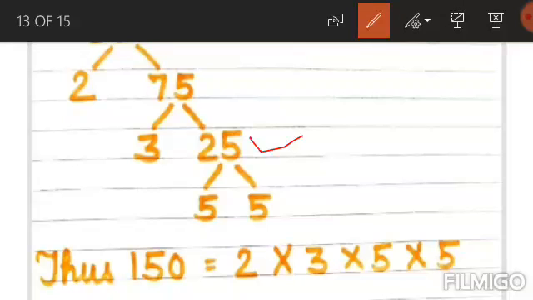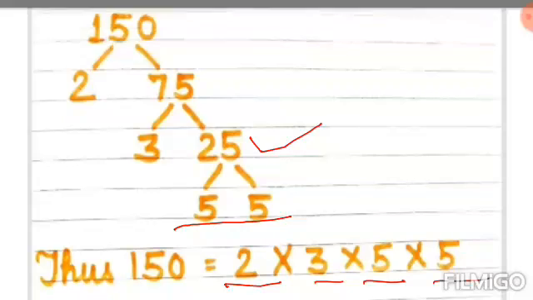Now 25 is not divided by 3. We take another prime number. Next prime number, that is 5. And we get 5 5s are 25. Now the product of prime numbers are 2, 3, 5, 5.